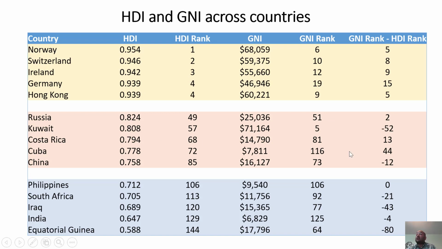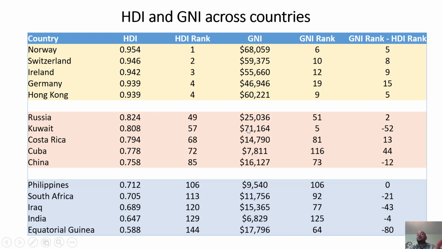For example, take a look at Cuba, right, in this sort of middle group right here. Cuba's pretty poor, $8,000 GNI per capita, but their HDI is significantly higher, right? They are ranked 44 places better in HDI than they are in GNI. So the way that Cuba is doing this basically is by having really strong indicators for health and education. So Cuba's doing a lot better than we would expect based off of their income in terms of their health and their education.